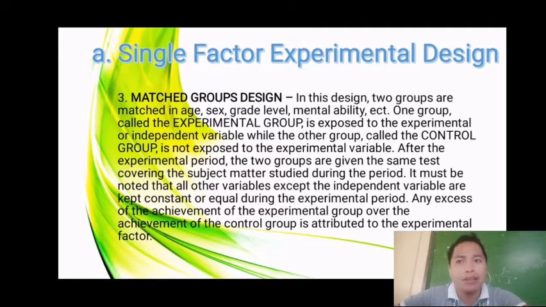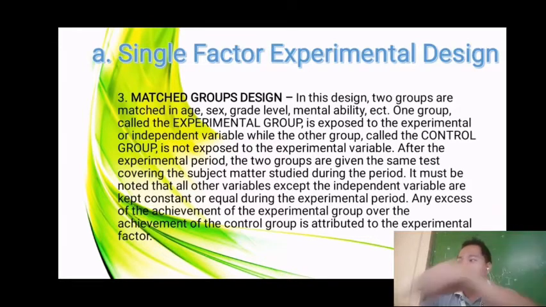After the experimental period, the two groups are given the same test, covering the subject matter studied during the period. It must be noted that all other variables except the independent variable are kept constant or equal during the experimental period. Any excess of the achievement of the experimental group over the achievement of the control group is attributed to the experimental factor.